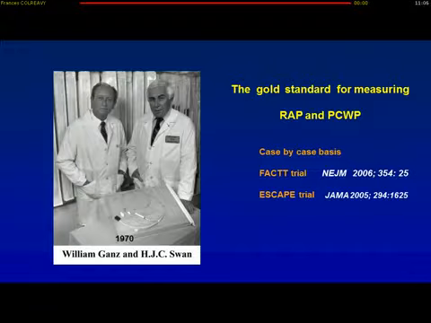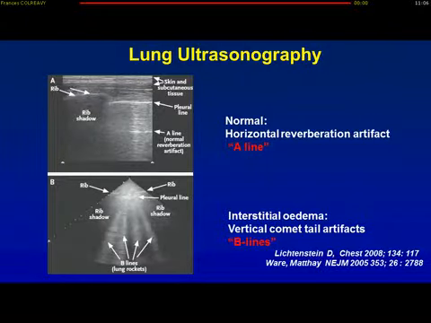So it is used on a case-by-case basis, as many of the other speakers said already, but not routinely in cardiogenic pulmonary edema. More recently, there has been in the literature a fair few publications on the use of lung ultrasonography.